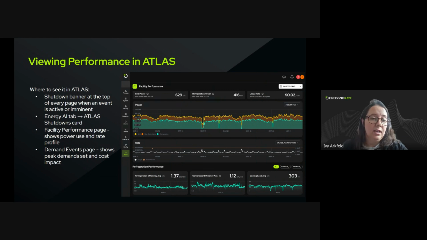Now, what I think is really a cool thing that we have this year, it's new, is the facility performance page. What's really great about this for folks that are exposed to variable rates or time of use rates is that you can go in and now see the rate that Atlas is being fed. So this is what Atlas is using to make decisions. And you can come in and see how well you're performing with respect to that. So for example, here we have a little spike in power cost and we have a shutdown. So you can look at what your rate actually is.